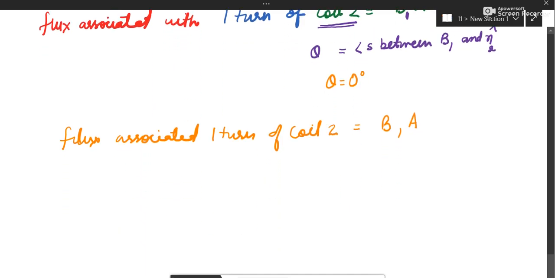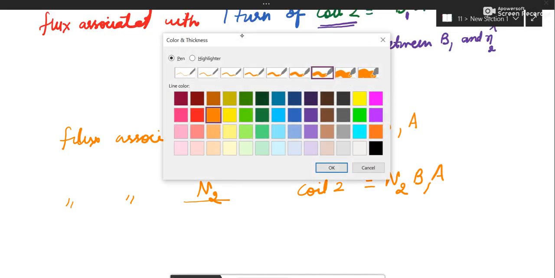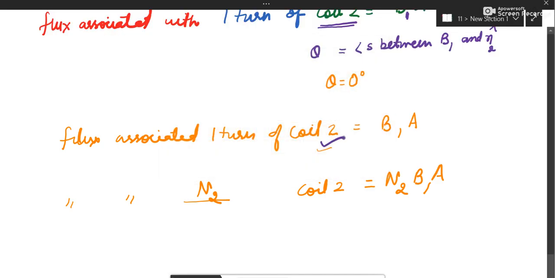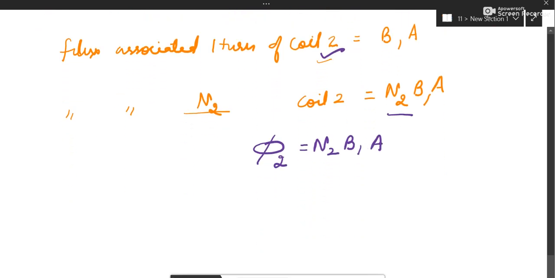Now the flux associated with all the turns. How many turns are there in coil 2? N2 turns. So very carefully be particular about these things. See which coil we are talking about: 2. So N2 turns. So my flux 2 is ready as N2 B1 A. A is the area, the common area.